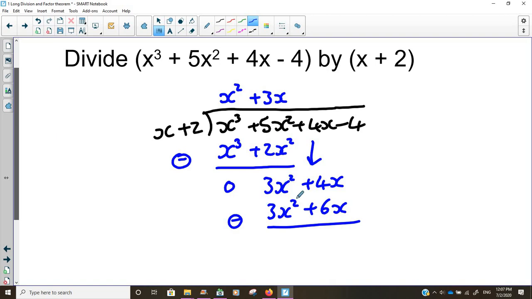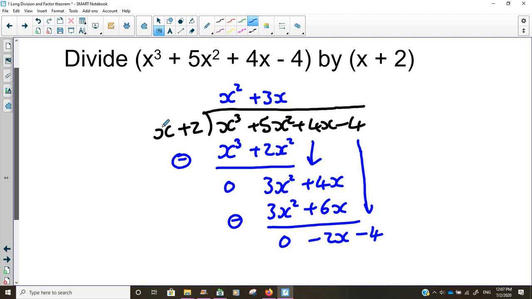Okay, 3x squared minus 3x squared is 0. 4x minus 6x is minus 2x. Bring down the next term. And I'm putting little arrows just to keep everything nice and neat. And it helps when you're coming to check your question, check the working. You know, these arrows can help you out.